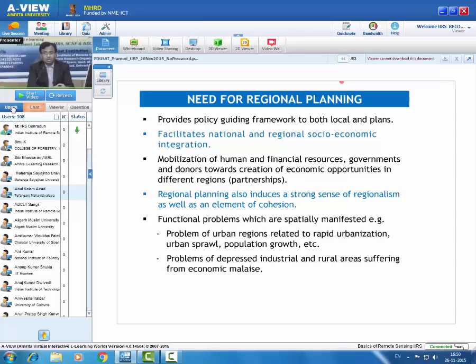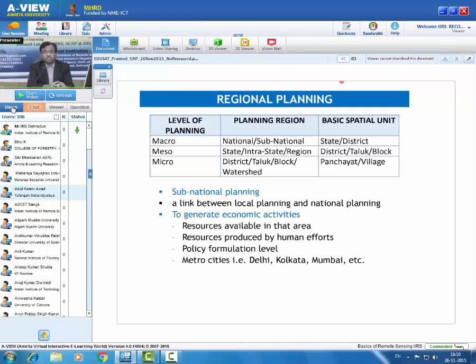urban areas are not developed in isolation. We also have to look at the regional planning, because together they have some sense of regionalism as well as an element of cohesion. So in terms of regional planning, we have three levels: macro, meso, micro. Macro level means it is very coarse, national or some regional level. Meso level means state, intra-state or region. Micro means district, block or watershed level.